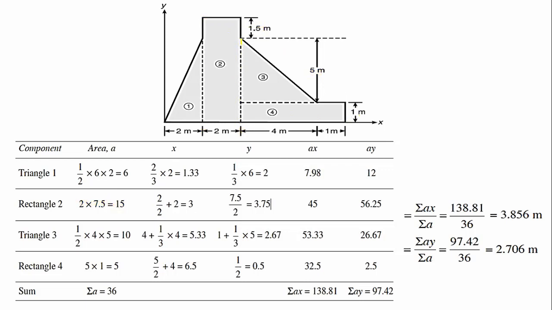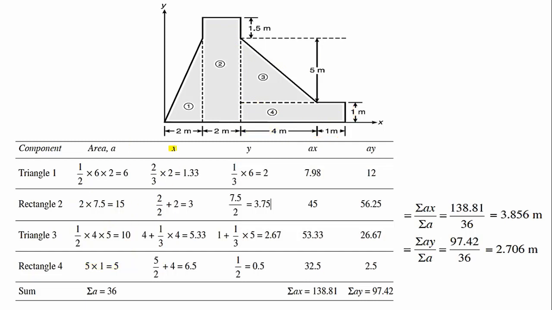Next is, we'll take this triangle, half base height. Base is how much? 4 meters. Height is how much? 5 meters. Half into 4 into 5. Next is this rectangle, that is 5 by 1. We got the area of all the figures.